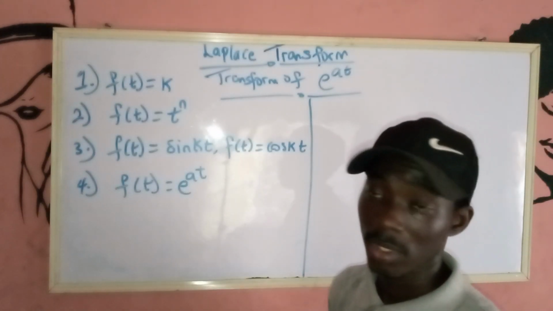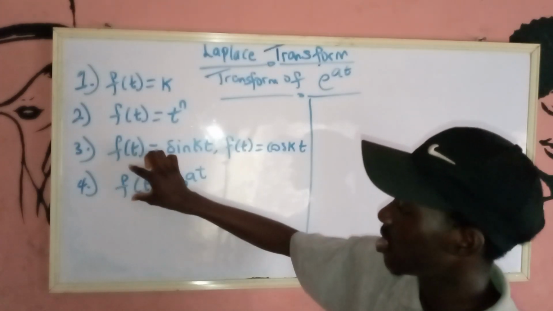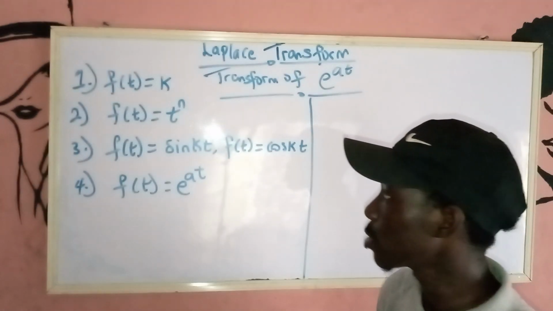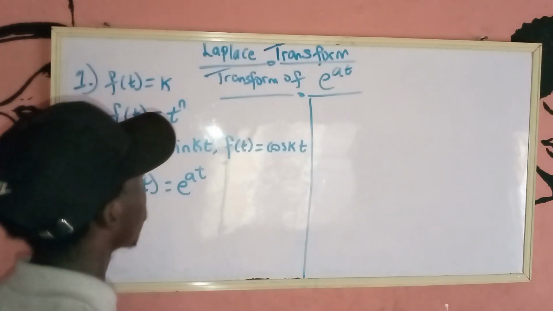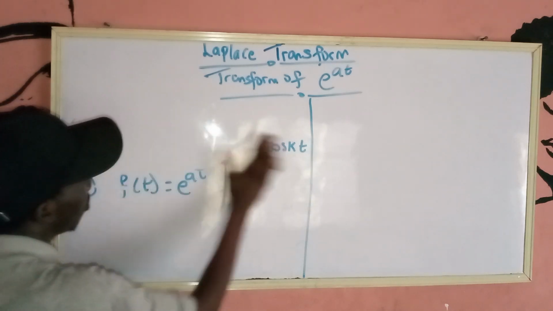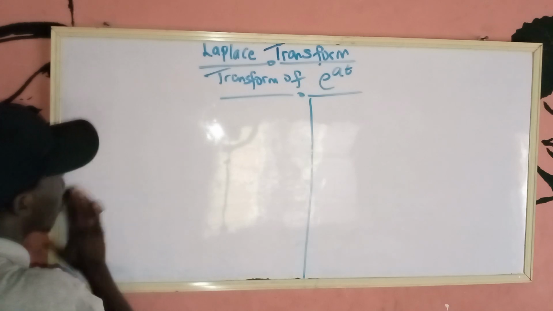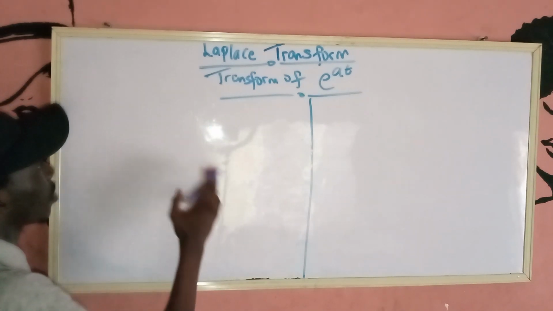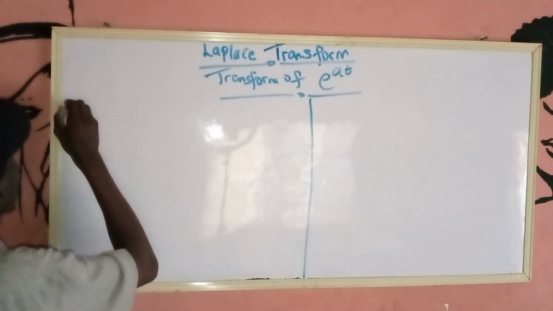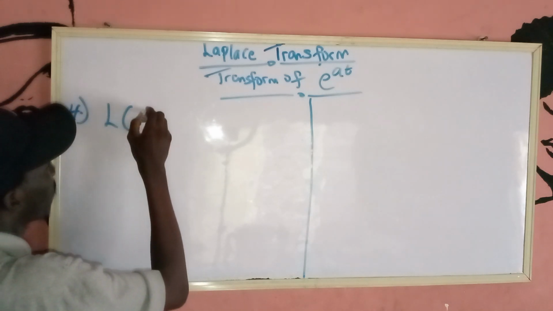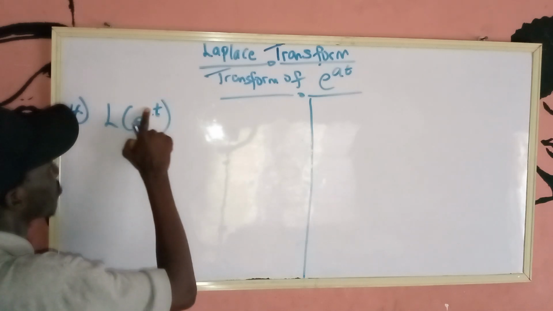Now, today we'll learn how to find the transform of e raised to power at. That will be today's topic, which is the fourth part: Laplace of e raised to power at.